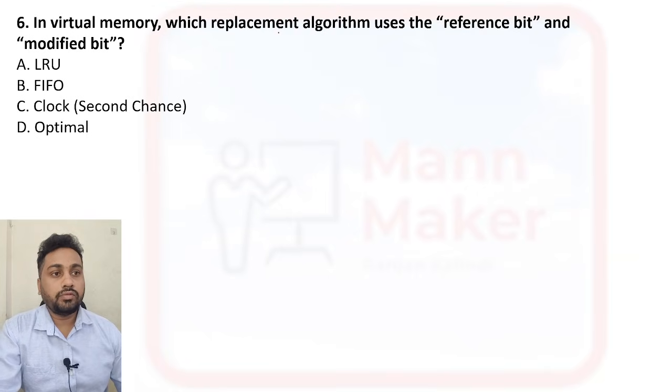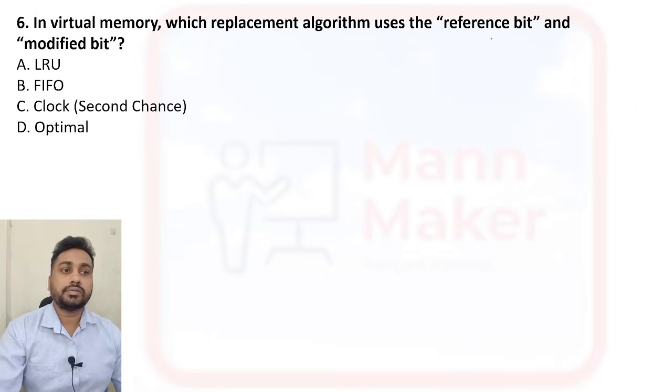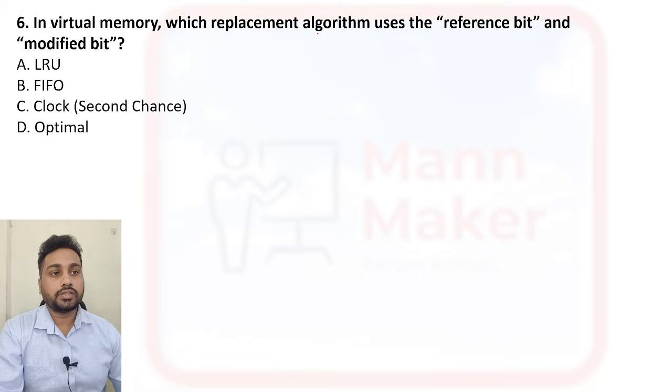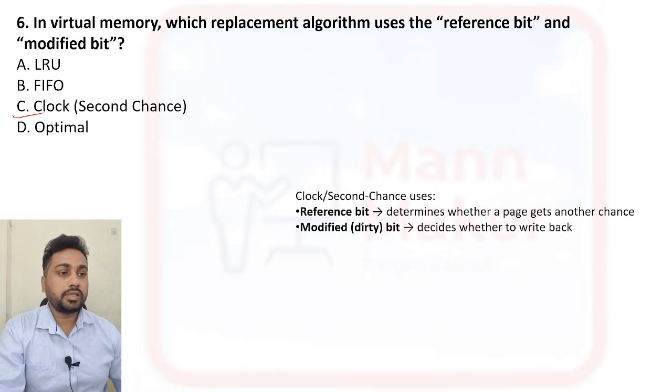In virtual memory, which replacement algorithm uses the reference bit and modified bit? The clock algorithm, or second chance algorithm, uses the reference bit and modified bit. The reference bit determines whether a page gets another chance or not, and the modify bit decides whether to write back or not. So option C is your right answer.